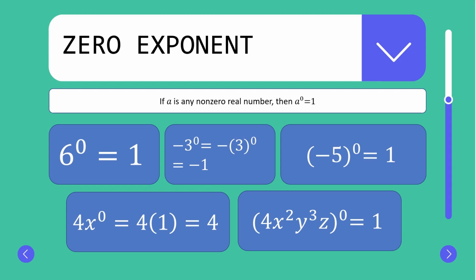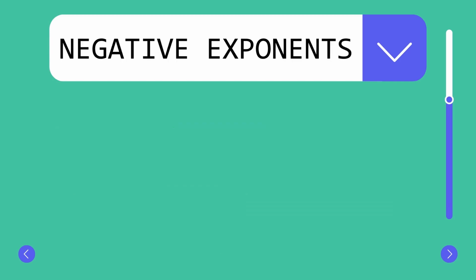Next, we have 4x squared y cubed z raised to 0. At first glance, this example seems to be complicated, as it involves a lot of variables. But if we observe it closely, it is entirely raised to 0, so the answer will just be 1. That's it for zero exponents.